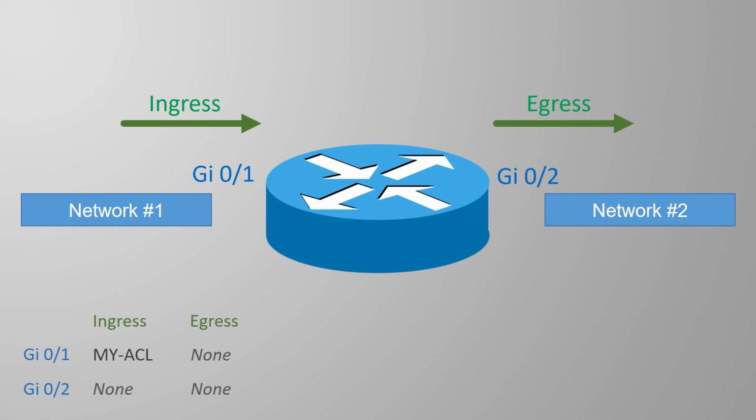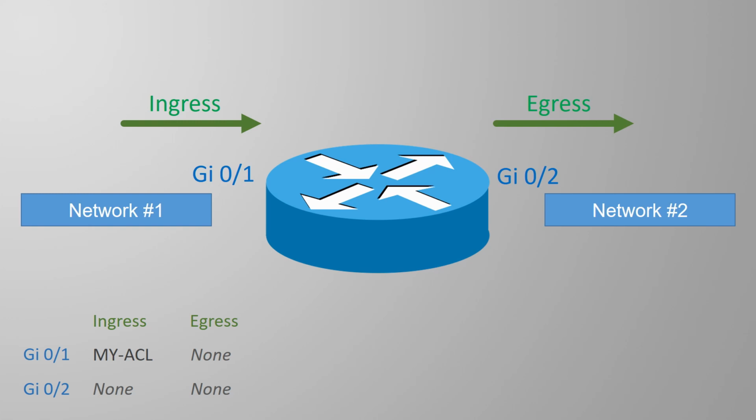Let's run through an example. When traffic enters this interface, that's the ingress direction, the ACL will be evaluated. If the ACL allows the traffic, it will continue through the router and eventually need to exit from interface GI0/2. That's the egress direction. We have no ACL applied here, so the traffic will automatically be allowed.